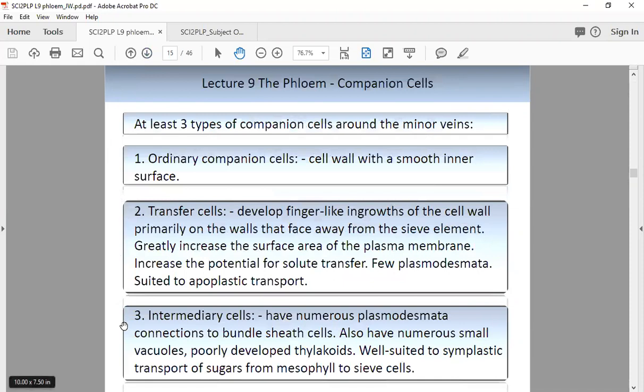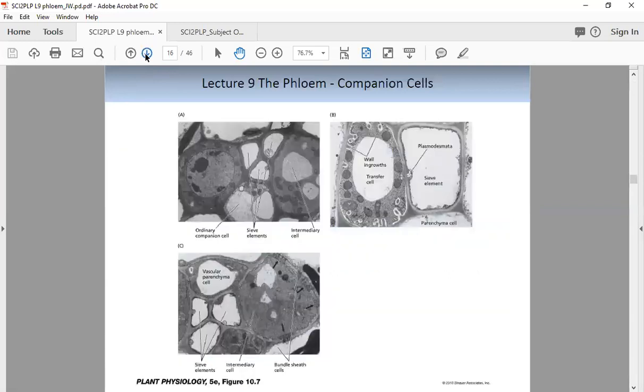Now, in contrast to the transfer cells, intermediary cells have lots of plasmodesmata connections to surrounding cells. So these are better suited to symplastic transport of sugars from the photosynthetic mesophyll cells to the sieve cells. And that's illustrated here for you.